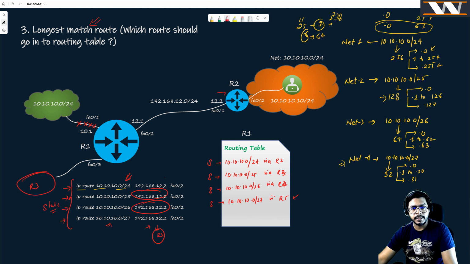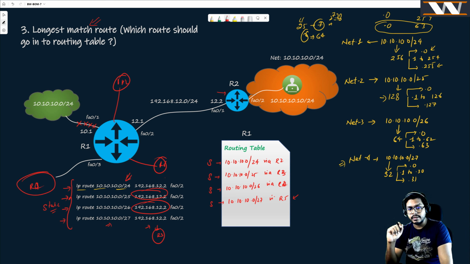Maybe see, this is connected to R3 also, one route here. This is connected to R4. This is connected to R6, and you are making this router confused, but router is not getting confused because router understand that these 4 networks are totally different. And if these 4 networks are totally different, every route should go inside this routing table. It is as simple as that, right?